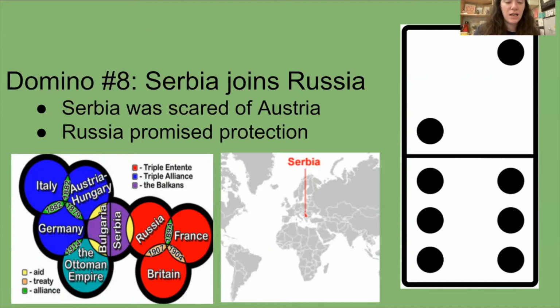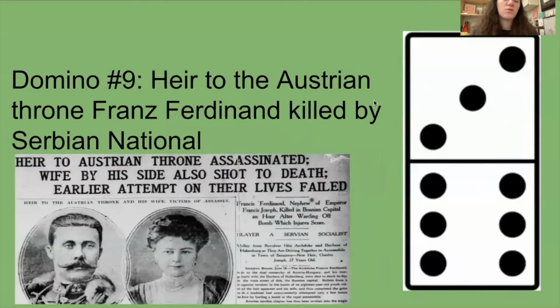So we see down here in that chart the different alliances forming, and we see how they're all connected in that Venn diagram, right? Some of them overlap. So it's really confusing, especially on the war front, who's siding with who. So domino number 9, this is where, oh my God, this is crazy.